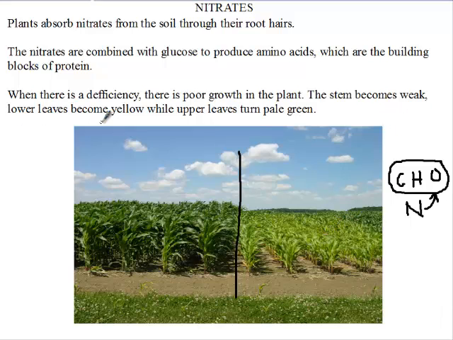Lower leaves become yellow, while upper leaves turn pale green. So if you can see at the bottom, there are yellow leaves, but the top parts of the leaves are not as green as this side, the plants on this side. The top parts of the plants in the region where nitrogen is lacking have leaves that are pale, not as dark as the parts where the plants are having all the nutrients they need.